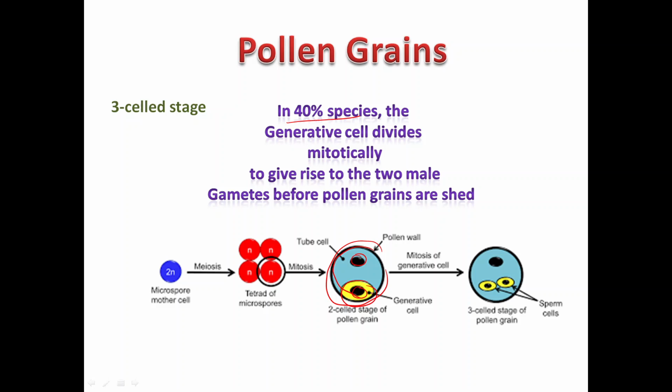This generative cell again divides by mitosis, duplicating itself into two sperm cells. This is called the three-cell stage because you can see the vegetative cell with its nucleus and two sperm cells. This is the three-cell stage.